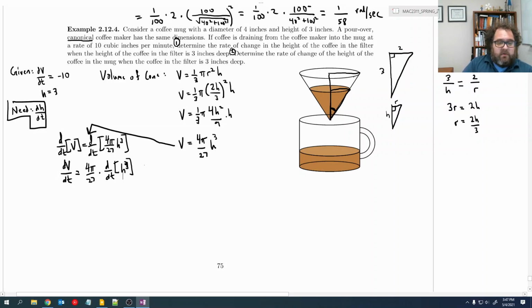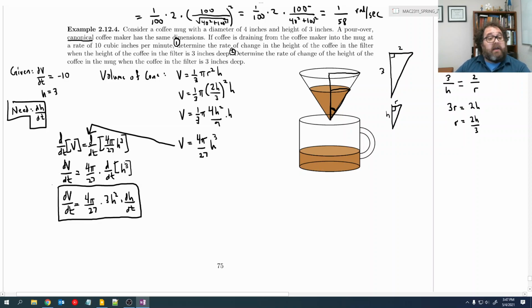Okay, and again, my 3s. So the h cubed, like so. All right, and so now we can finally get our related rates equation. dv/dt equals 4 pi over 27 times 3h squared. Now again, it's not just 3h squared, because we just took the derivative with respect to time, so it's 3h squared times the derivative of h with respect to t, according to the chain rule. So here is our related rates equation.